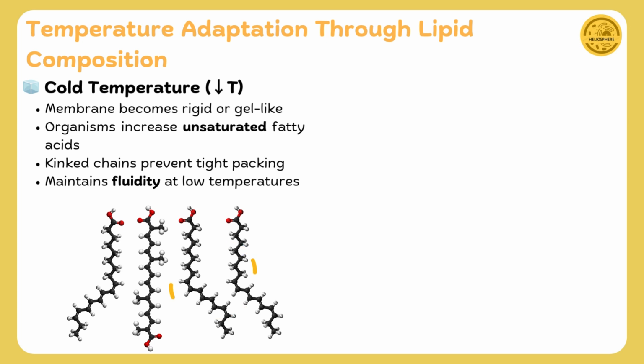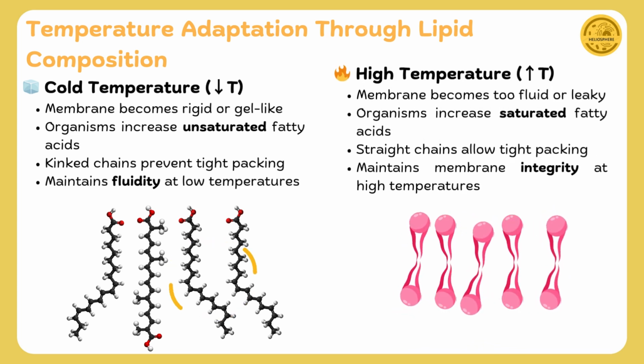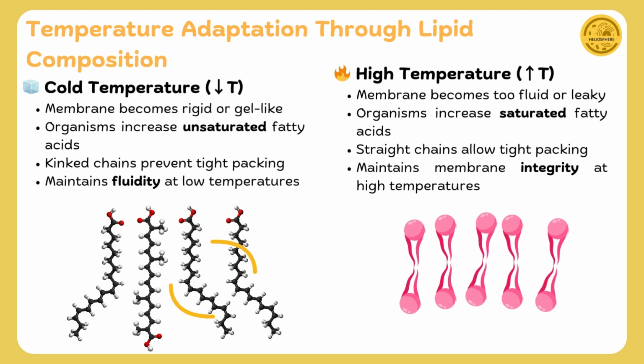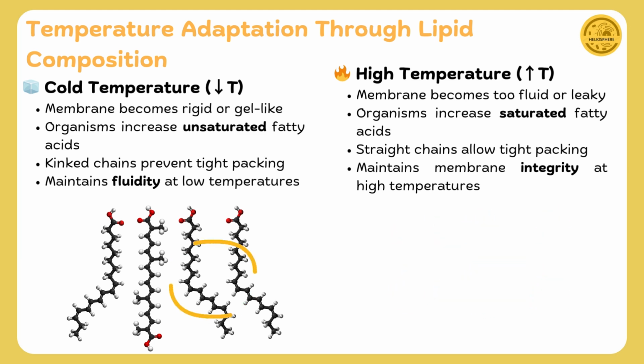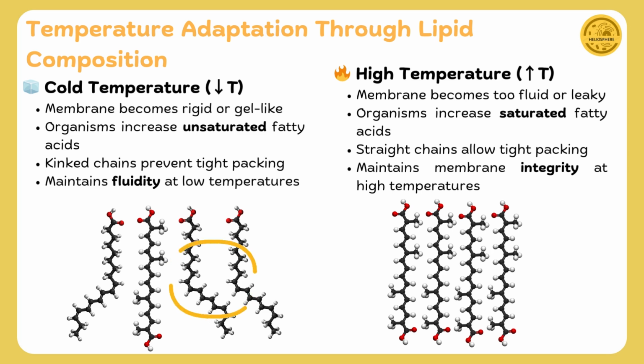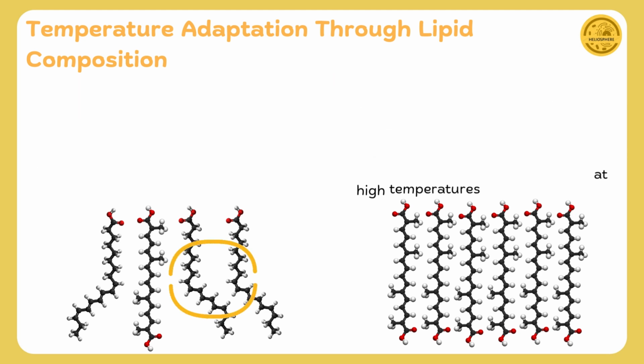On the other hand, at high temperatures, membranes may become excessively fluid, which can compromise their structural integrity. To stabilize the membrane, organisms incorporate more saturated fatty acids. Their straight chains pack tightly, forming a more ordered and less permeable membrane. This adjustment ensures that membrane proteins remain in place and essential functions like transport and signaling are maintained.